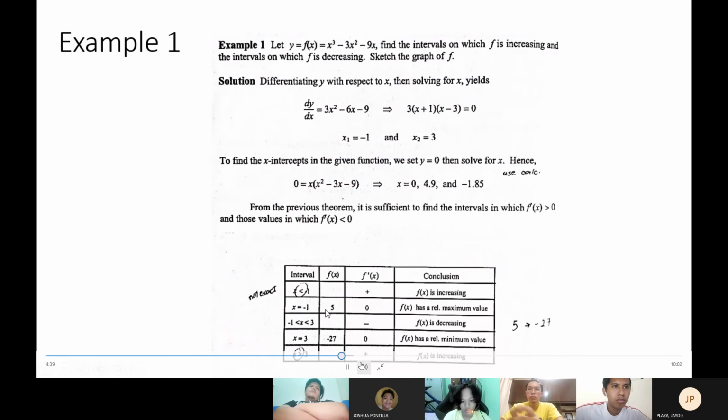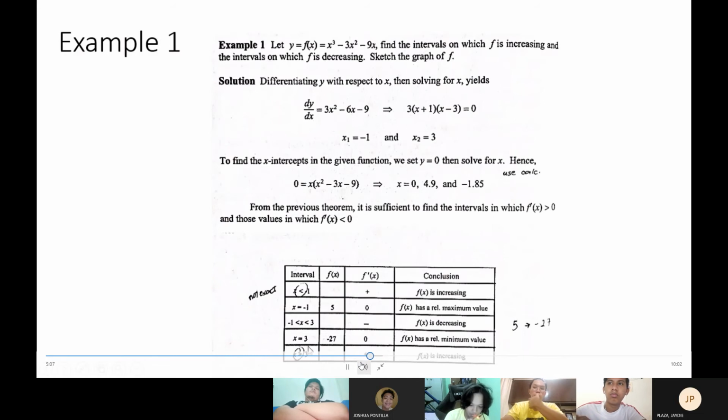Use your calculators for that one. And my first derivative, okay, solving for that, and substituting -1, that would be 0. So therefore, f of x is a relative maximum value. And from the intervals -1 to 3, we cannot determine that, but the answer would be negative. So therefore, f of x is decreasing because that is from 5 to -27.